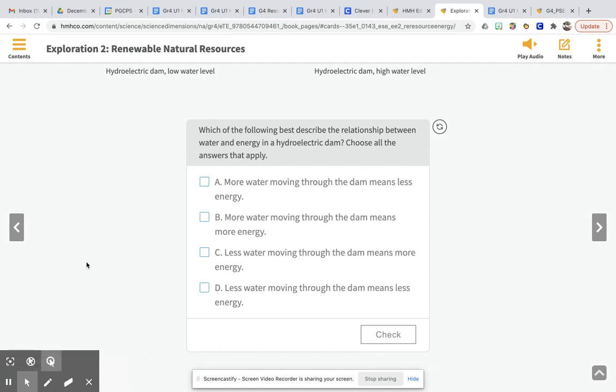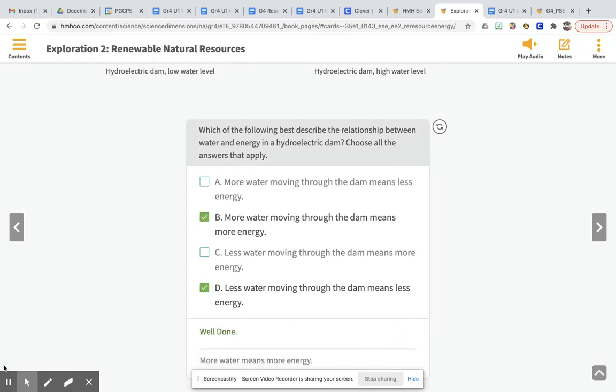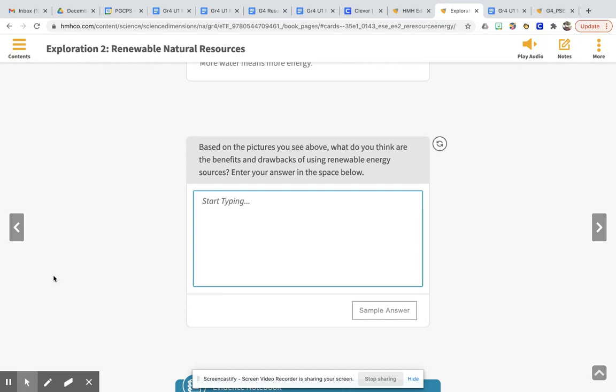All right, guys, what did you choose? I hope it's that more water moving through the dam means more energy, and less water moving through the dam means less energy. All right. One more question to discuss, guys. Based on what you saw in those pictures, what do you think are some of the benefits and the drawbacks? Remember, we talked about these words yesterday. Benefits and drawbacks, the same as pros and cons. What do you think are some of the pros and cons, or benefits and drawbacks, of using renewable energy sources? Pause the video and discuss that question right now.